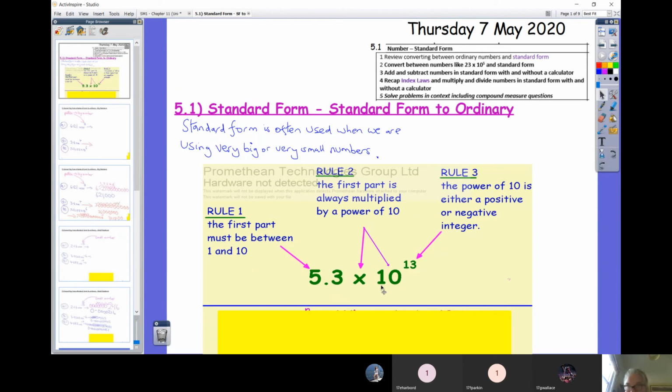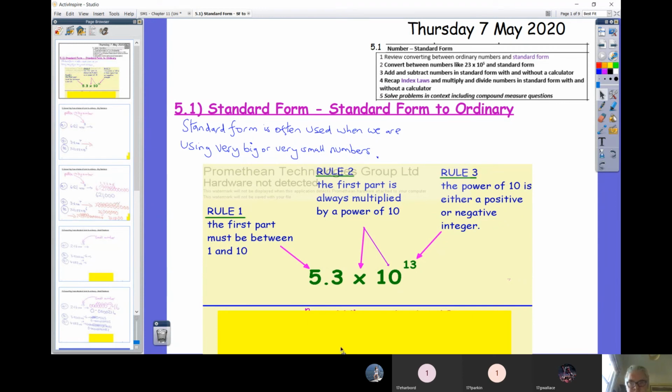So for very big numbers, but also for very small numbers, something like 0.00000000643. It's good to then use standard form because, again, if you were writing that number down, which has got buckets of noughts after the decimal point, it's very easy to make mistakes. So these are used a lot in real life for hugely big numbers and very small numbers.